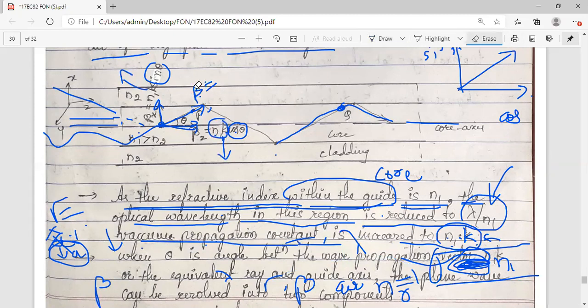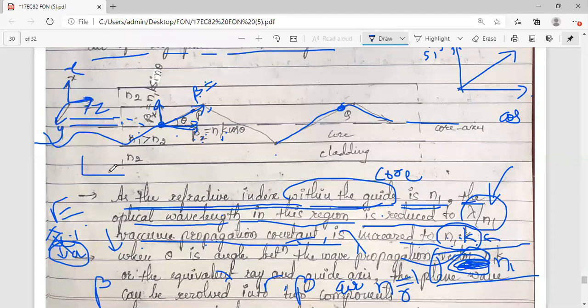So your beta, the wave, gets resolved into two components. One is horizontal, the other one is vertical. I have named the horizontal beta z, which is equal to N1K cos theta. Beta z indicates your wave is traveling in the z direction. You can see here the 3 axes I have drawn. This indicates your direction of propagation, above is x, and the third direction is y. So we are considering the z direction.